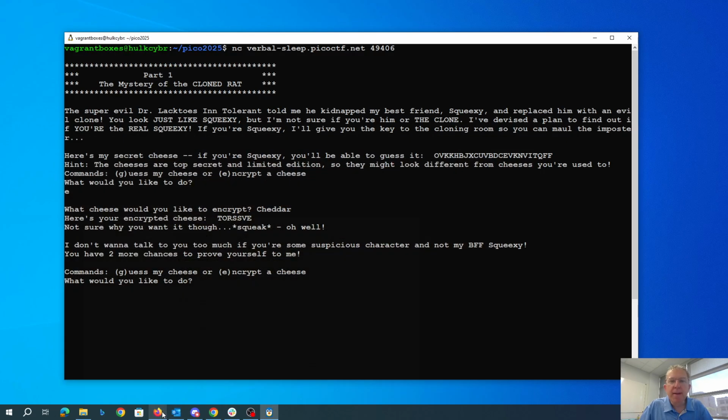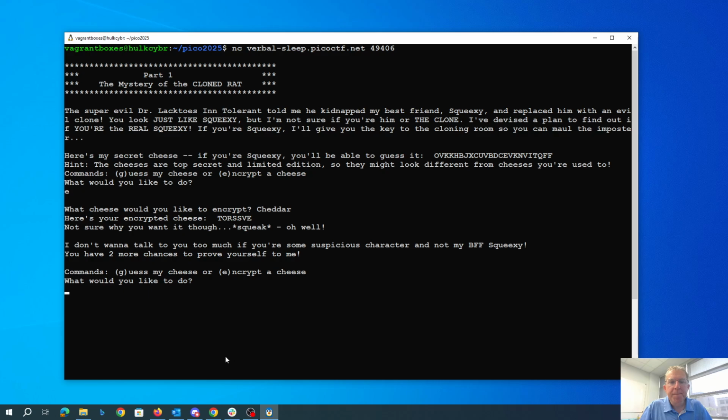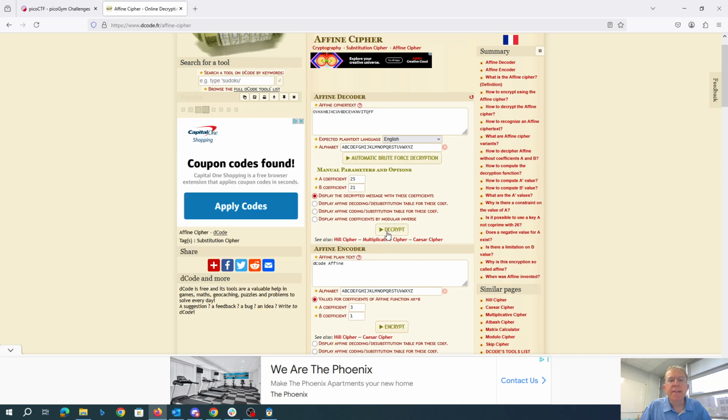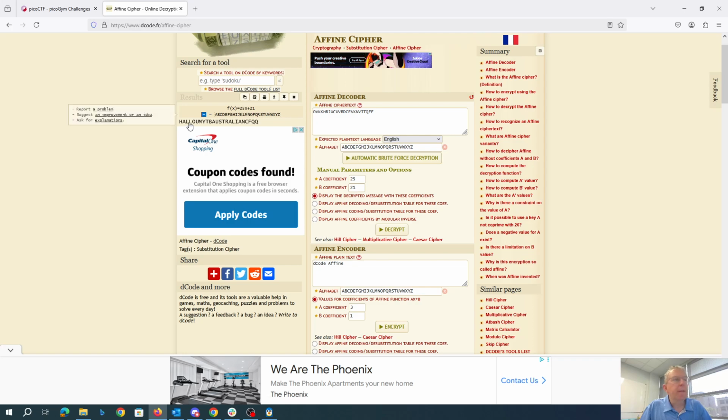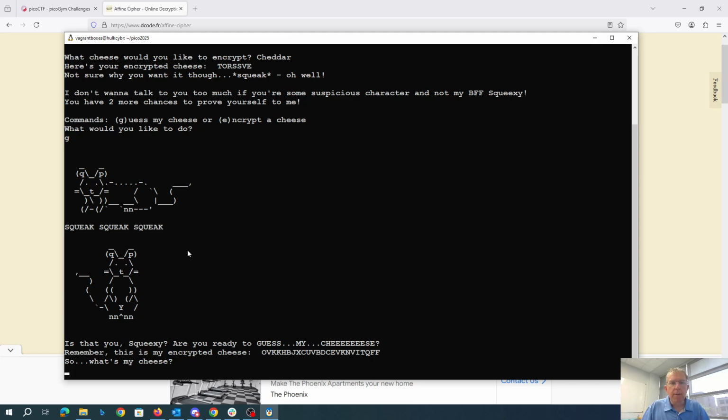So if we go back, we take this and we plug that in here. A is 25, B is 21. Let's decrypt that. Halu my bit. I don't know what that is, but let's see if that's the cheese it's looking for. So we're going to guess the cheese. You ready to guess the cheese?